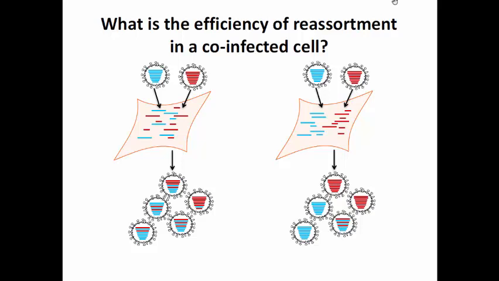So I show you here two possible scenarios. On the left, free mixing of two viral genomes within a co-infected cell, which would support high levels of reassortment. And then on the right, compartmentalization of the two viral life cycles within the cell, which would limit reassortment. So our data support this model on the left, free mixing.